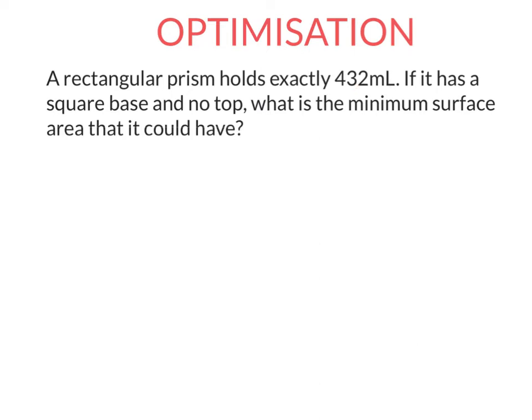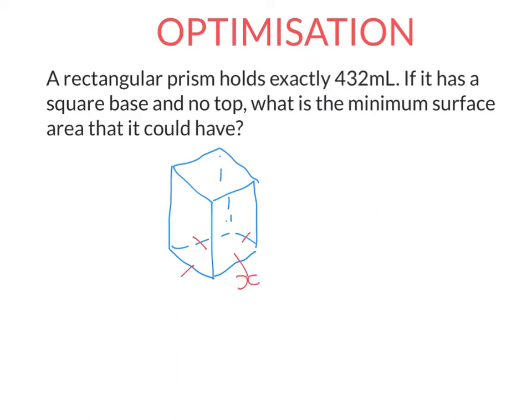Okay, let's apply all that to this example here. A rectangular prism holds 432 mils, has a square base, no top, and we're looking for the minimum surface area that it could have. Okay, so let's start by drawing it in this case. So we have our rectangular prism here. The base we're told is a square. I'm going to label it side length x. So what we need to do is write the surface area in terms of x. So to do that, we're going to need this dimension here.